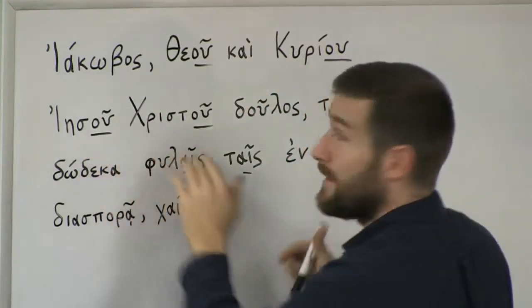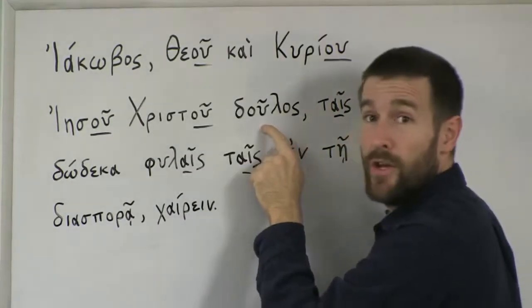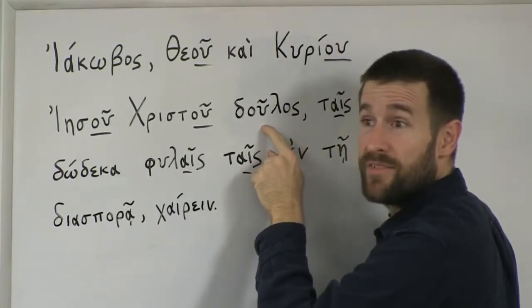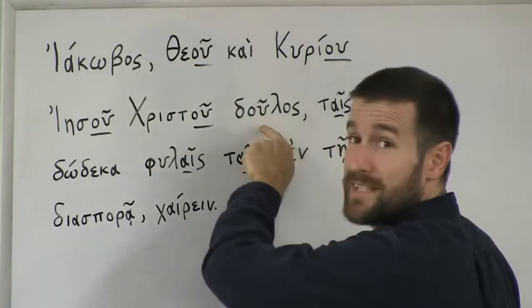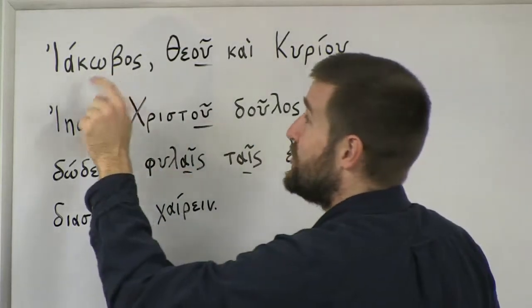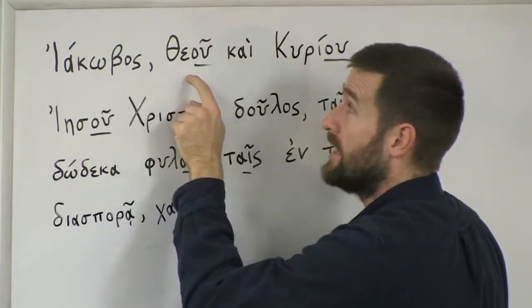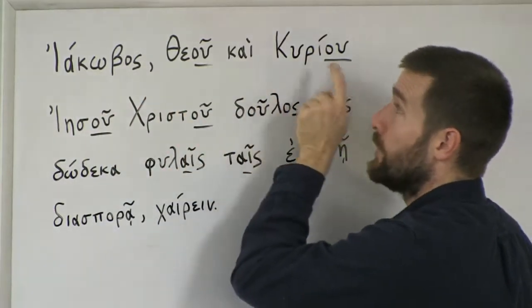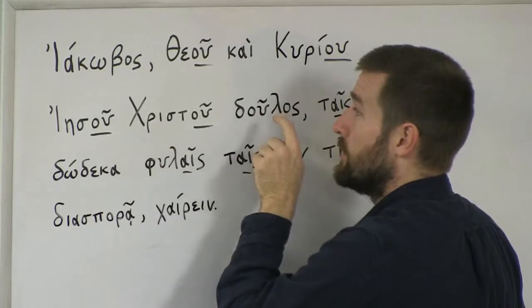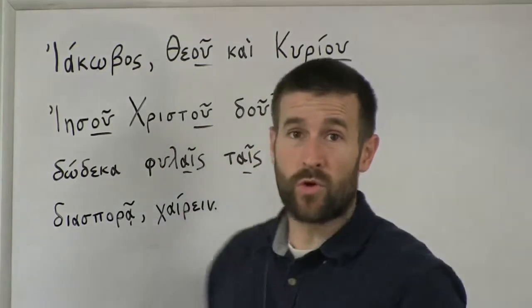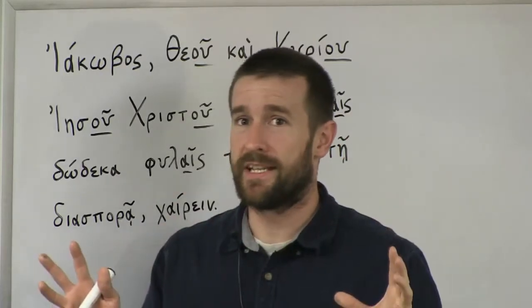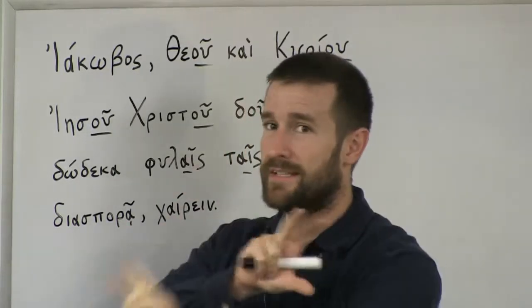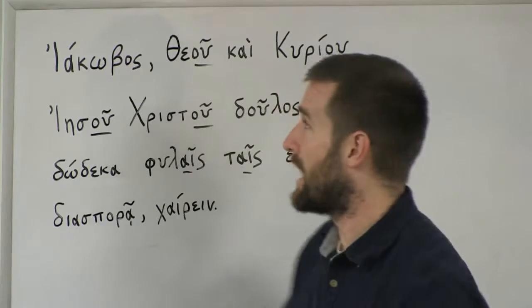Then finally, right here, we have our word in the nominative case, servant, doulos. So what this is literally saying is, James, of God and of the Lord Jesus Christ, servant. Notice how different the word order is in Greek. The Greek word order is a lot more flexible than it is in English. So a lot of times things come at you in an order that you're not really expecting.